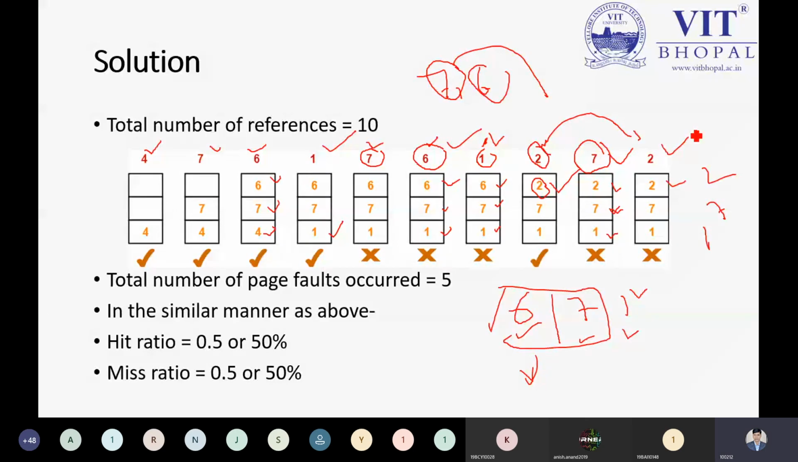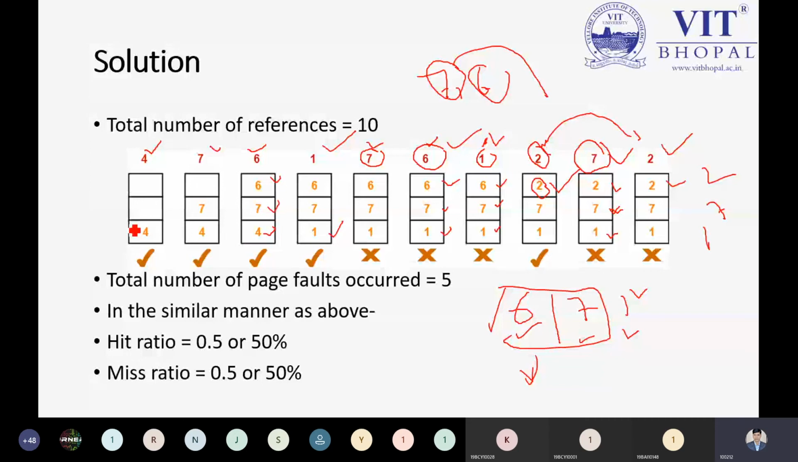Now, any doubt over here? Excuse me, sir. Yes, please. In the fourth column, we have replaced 4 instead of 6? Where? 6 in the fourth column, sir. 1, 2, 3, 4, 6. Means 1 is replacing 4.